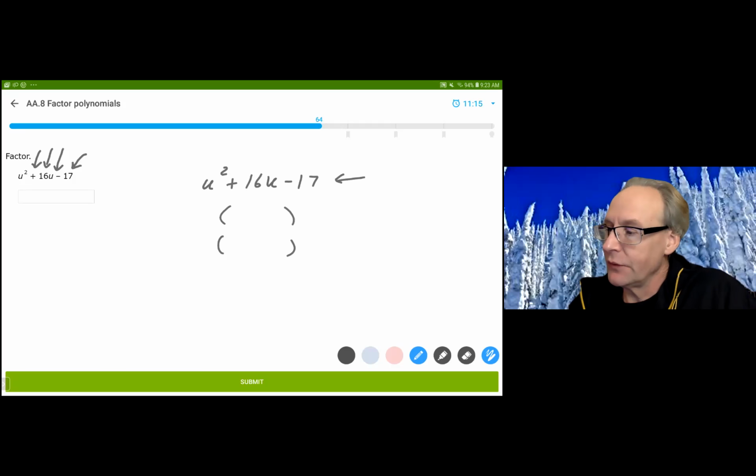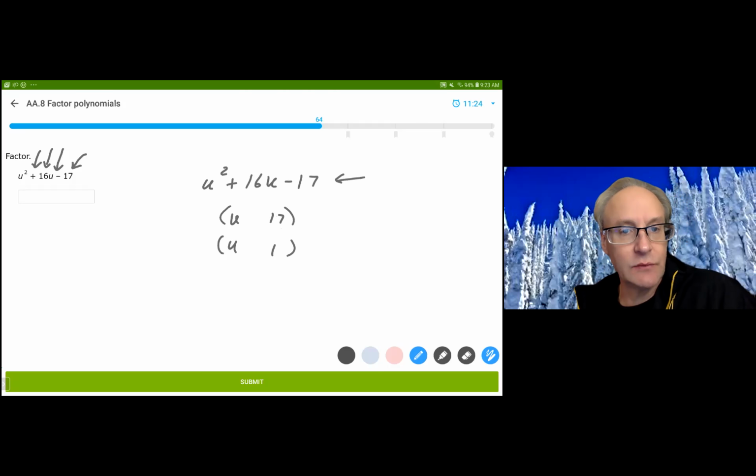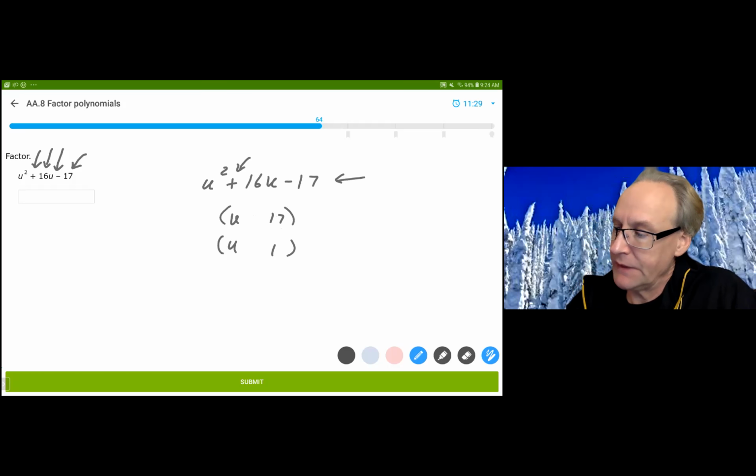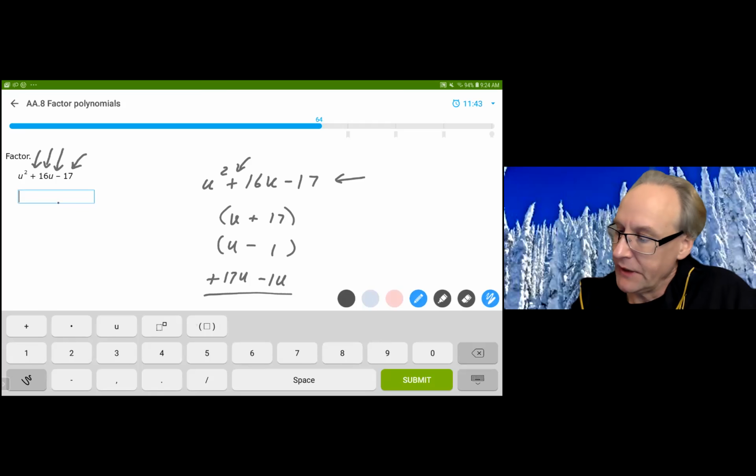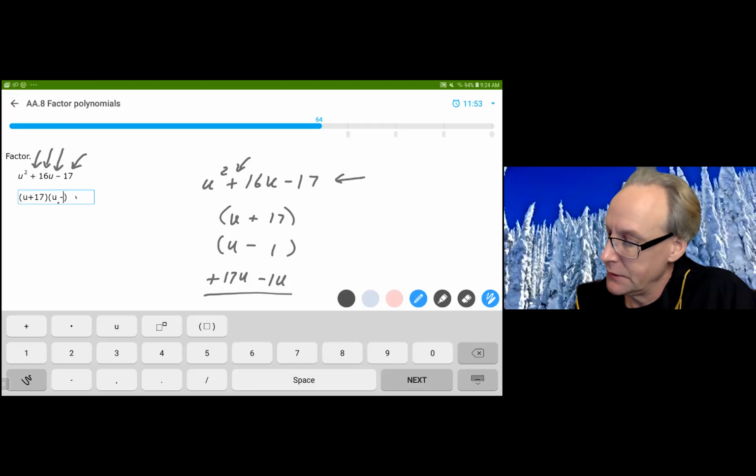17 is a prime. So it means that the only way to get 17 is 17 times 1. And we only have a u and a u, so it doesn't matter which one you put the 1 in the 17 with. It does matter which one gets the positive, and we know that the positives win, so the positive goes with the 17, the negative goes with the 1. And you can see the middle terms are negative 1u and plus 17u. And when you add those together, you get your middle term. I probably gave you too much information, but there you go, 17. And we have a u minus 1 separated out so it looks pretty. There we go.